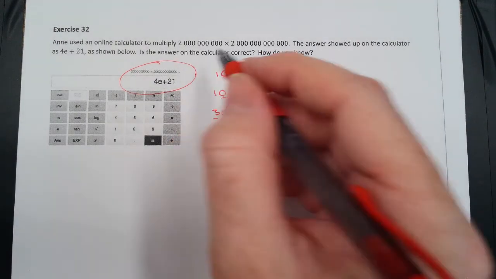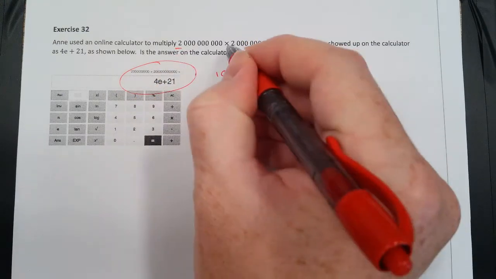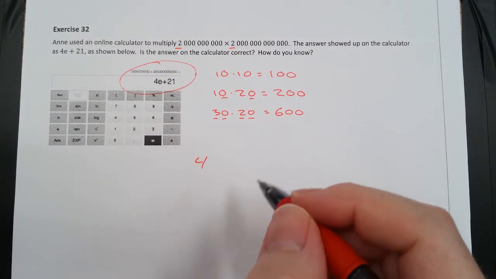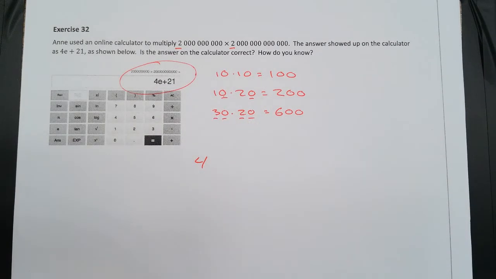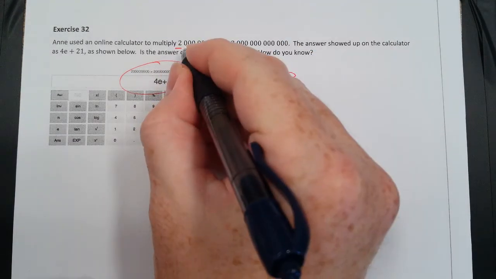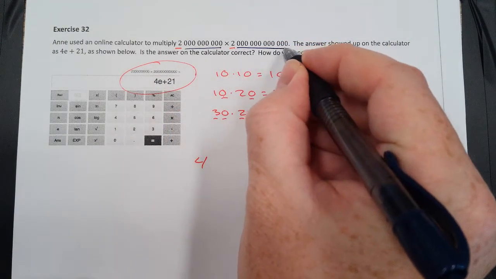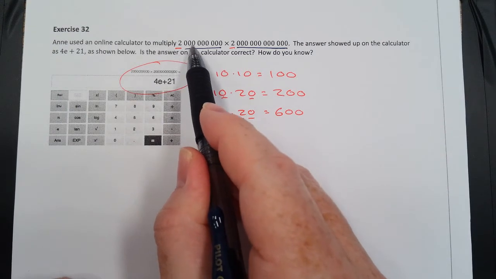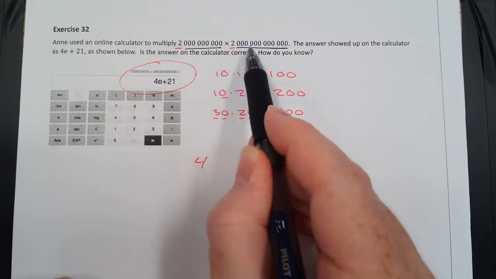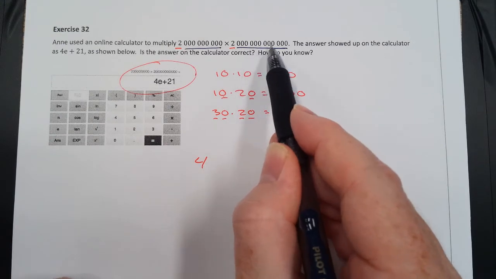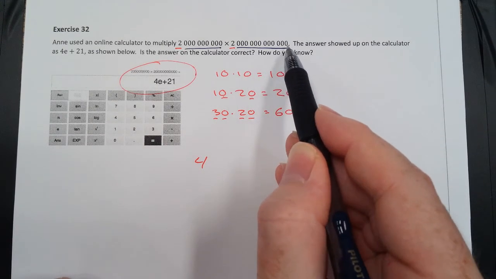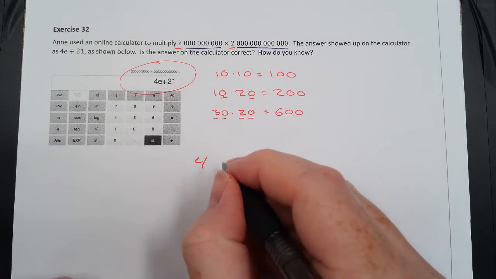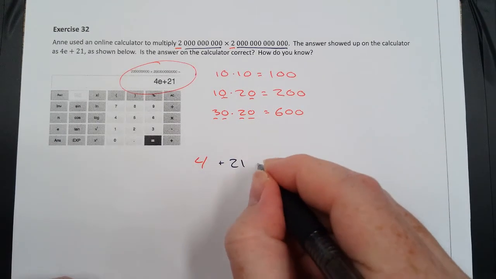So looking at the problem that Anne typed in, she had 2 billion times 2 trillion. The 2 times the 2 is going to be 4, and then we have to add on all of these zeros. How many zeros am I going to have to add on to the end of this 4? You can just count them. 1, 2, 3, 4, 5, 6, 7, 8, 9, 10, 11, 12, 13, 14, 15, 16, 17, 18, 19, 20, 21. So I'm going to add 21 zeros. So this is 4 plus 21 zeros.